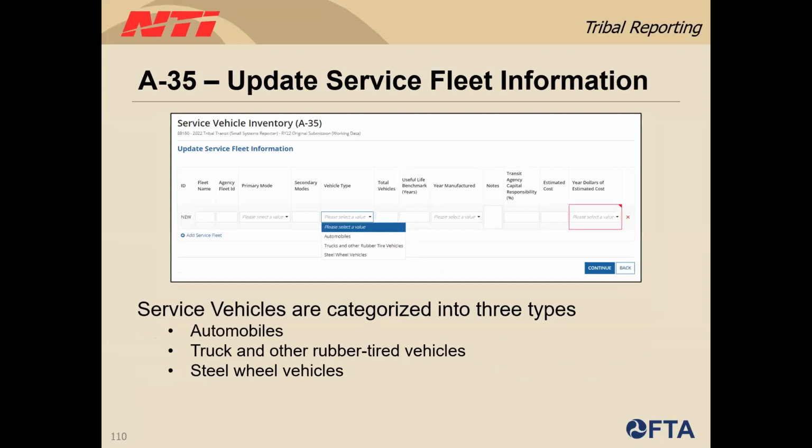Report the service vehicle fleet information for this fleet. You'll select the vehicle type from a drop-down menu, which consists of 3 options: automobiles, trucks and other rubber-tired vehicles, and steel wheel vehicles. Just please note that automobiles are passenger cars up to and including station wagons in size. If you have a service vehicle that is a minivan or anything larger, please report them as trucks and other rubber-tired vehicles.